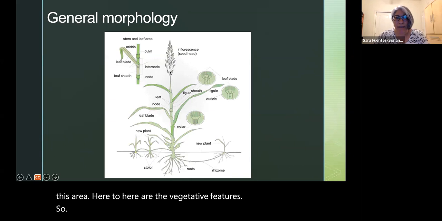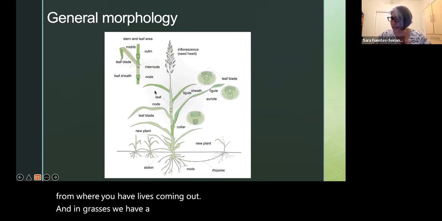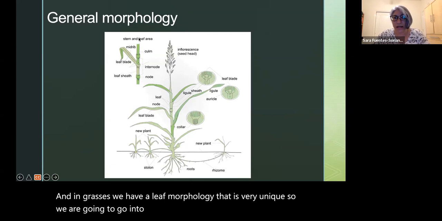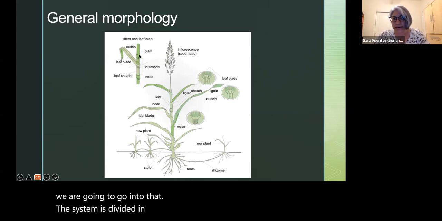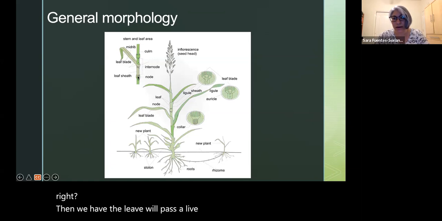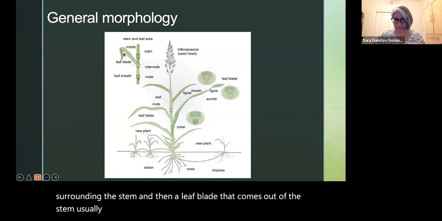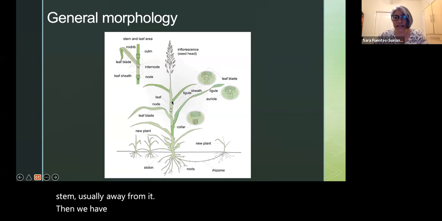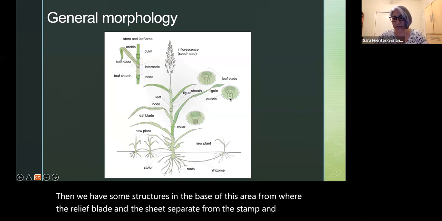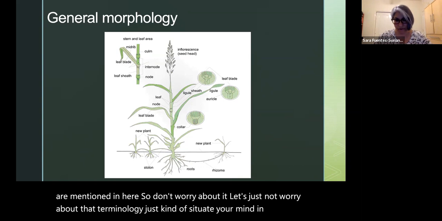So we have a stem in the vegetative features, which is the central axis from where you have leaves coming out. And in grasses, we have a leaf morphology that is very unique, and we are gonna go into that. The stem is divided in sections or bulky areas that we call nodes, right? Then we have the leaf, which has a leaf sheath, a tubular portion that is surrounding the stem, and then a leaf blade that comes out of the stem, usually away from it. Then we have some structures at the base of this area from where the leaf blade and the sheath separate from the stem, and they are mentioned in here. So don't worry about it. Let's just not worry about the terminology. Just situate your mind in the morphology that you have in front of you.